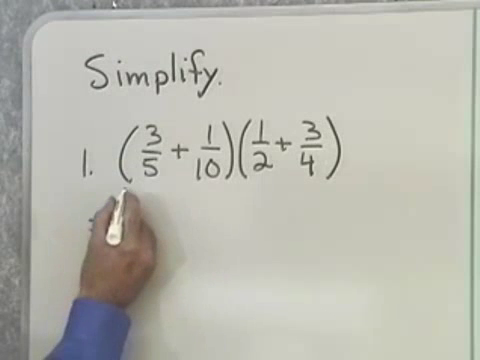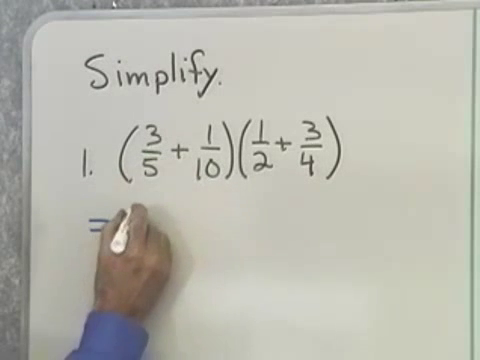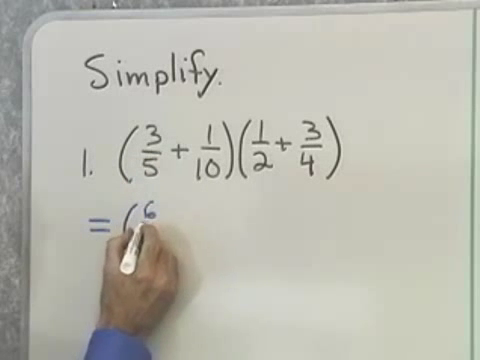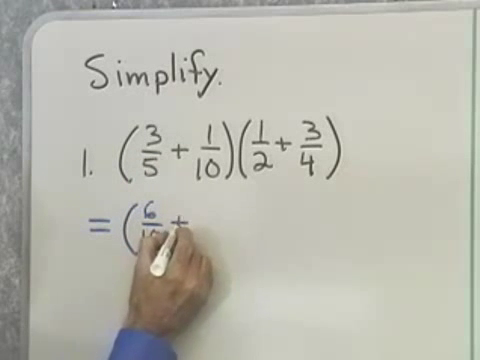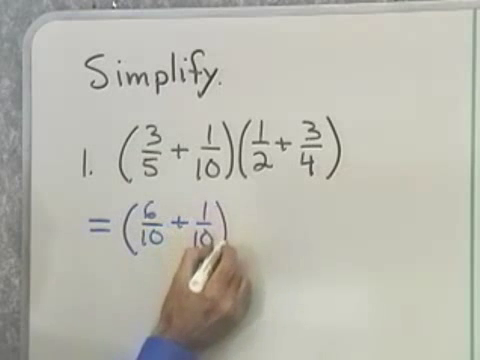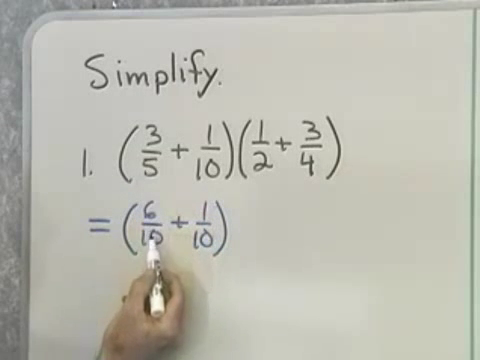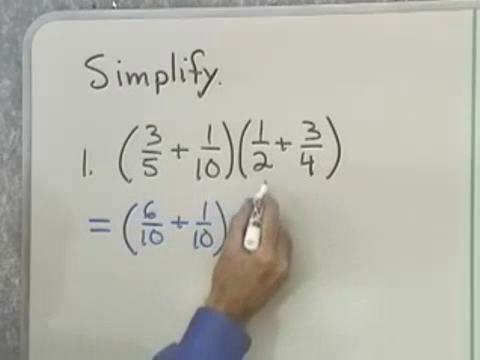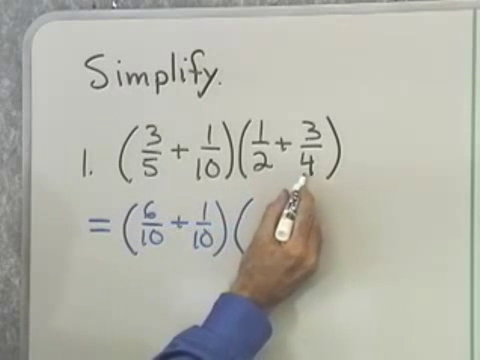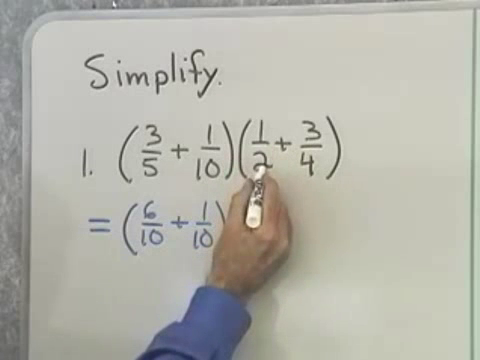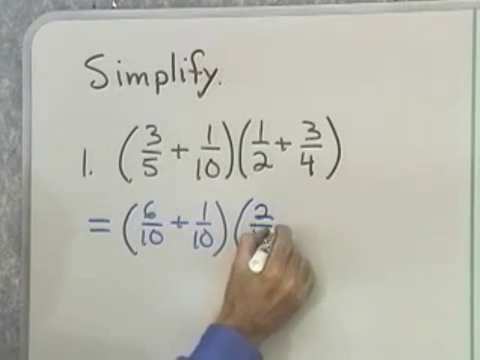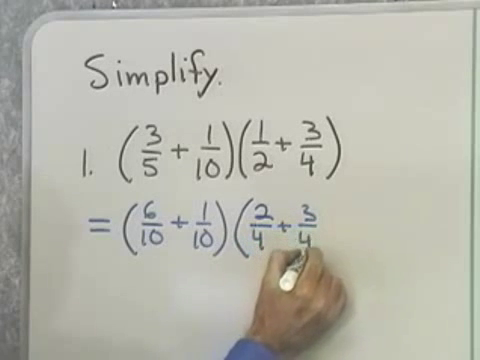So let's see. I'm going to work inside the parentheses, get a least common denominator of 10. So 3/5 I'm going to write as 6/10 plus 1/10. Because I need to multiply 5 by 2 to get 10, so I multiply 3 by 2 also. And then here the least common denominator is 4, so I'll multiply top and bottom of this fraction by 2, so I'll end up with 2/4 plus 3/4.